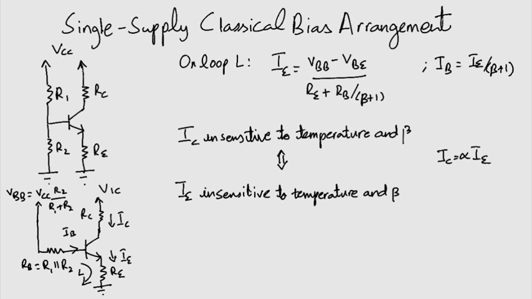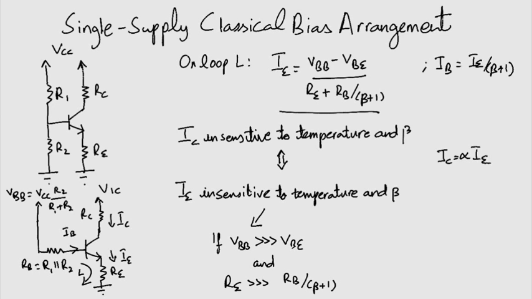So, looking at this equation again, we can achieve this if we impose two conditions. VBB should be much greater than VBE, and RE should be much greater than RB divided by (beta plus 1). In this way, IE will truly be insensitive to temperature and beta. Why? Because any small changes in VBE will be swamped by the very large VBB. Similarly, any changes in beta are going to be swamped by the very large RE.